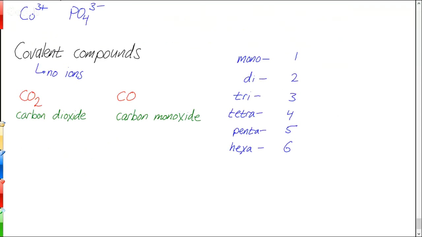Other things you should know about covalent compound naming is that the first one doesn't get a prefix if there's just one of them. So if you think about it, really this should be monocarbon dioxide and monocarbon monoxide, but it's just been decided that you leave off that mono if there's just one of them. If there's more than one, then the first one can still get a prefix, such as N2O5, which would be dinitrogen pentoxide.